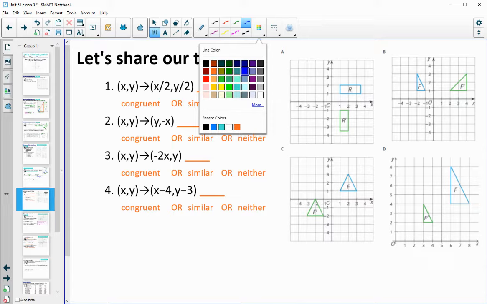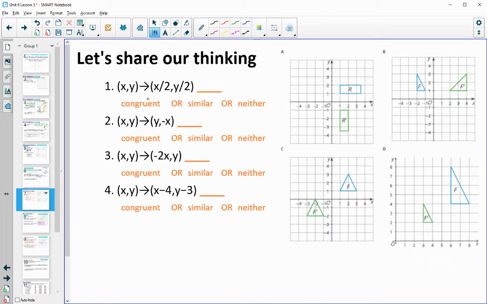All right, so like we talked about, number 1 matched with image D, and we decided that it's similar. So you could have done a couple different things. So now I know I'm done with this one, so I don't need to look at that one anymore. So maybe you did some different things here.